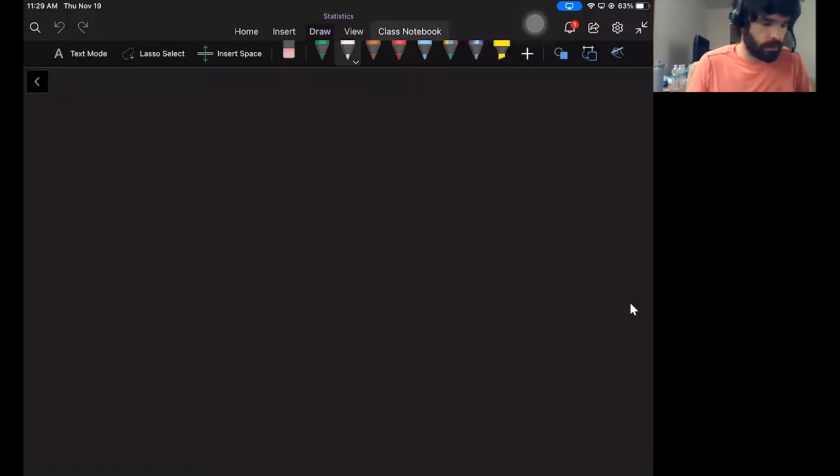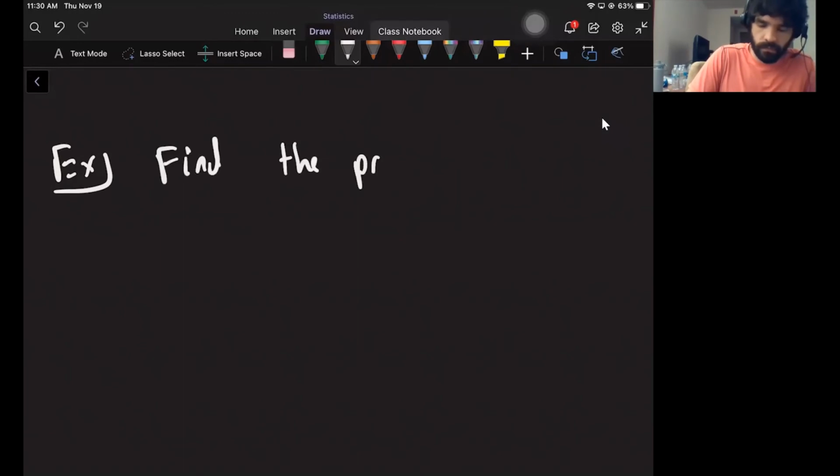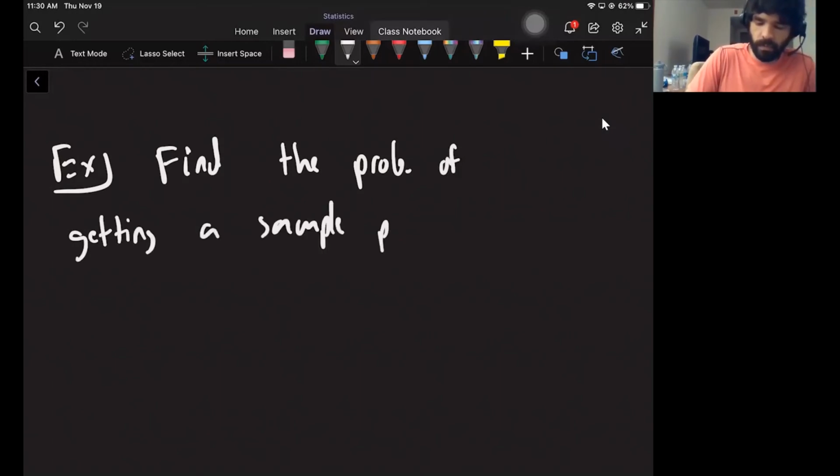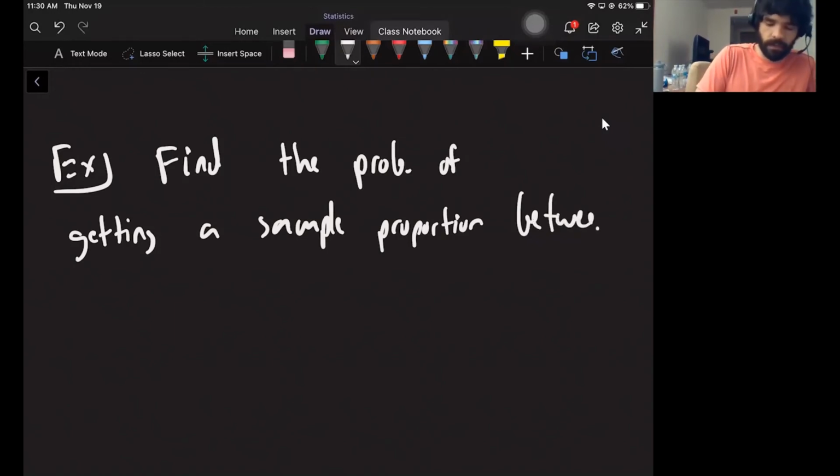Okay, so now we are going to do an example where we find probability between two places. So here is an example. We're using the same distribution still, but now let's find the probability of getting a sample proportion between 0.12 and 0.217.